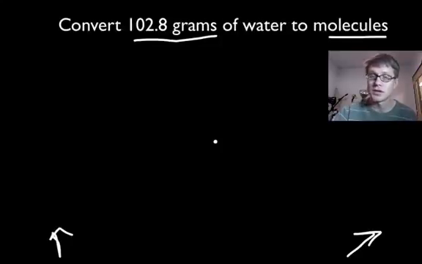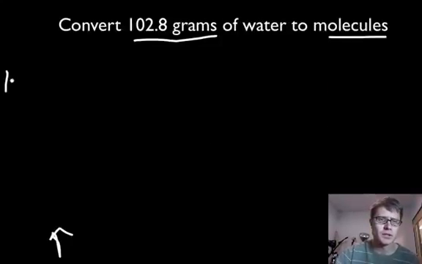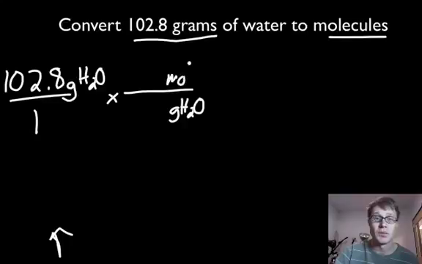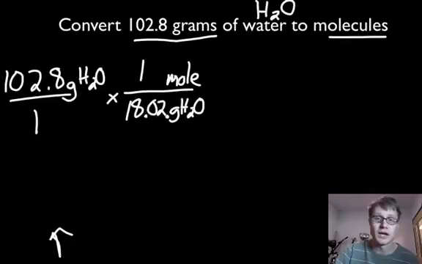Here we go. So the first thing I'm going to do is write out what I start with. So that's 102.8 grams of H2O over 1. Now I'm going to multiply that times, and I'm going to put grams of H2O on the bottom because I want to get rid of that. And I always have to go to the mole. Mole is always going to be in the middle, so I'm going to put moles on the top. I know 1 mole, and we've already done the water one, H2O. We already said that that is 18.02 grams of water. So now my grams of water would cross out.